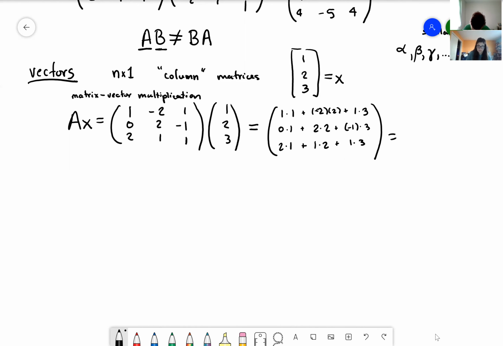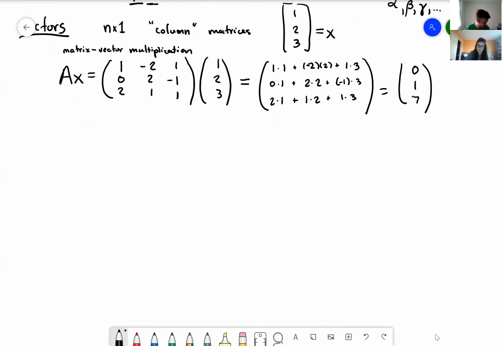1 minus 4 plus 3 is 0. 0 plus 4 minus 3 is 1. And 2 plus 2 plus 3 is 7. So that's an example of matrix vector multiplication. Now, let's see, is there anything else that I want to show?